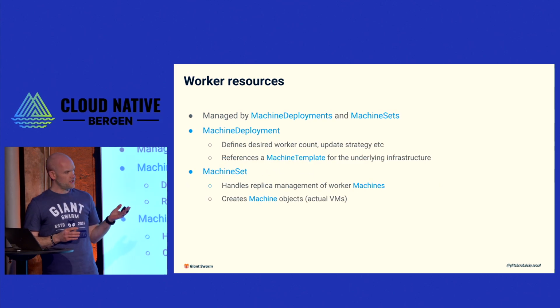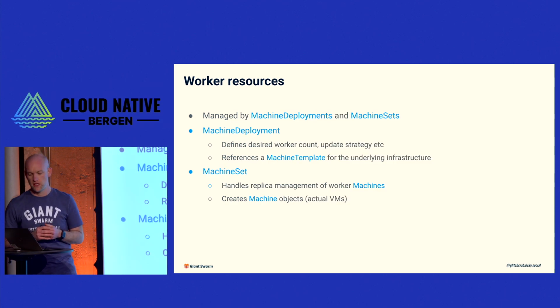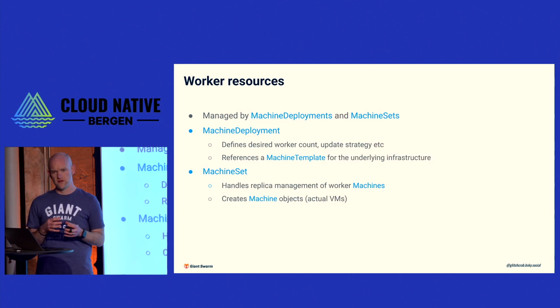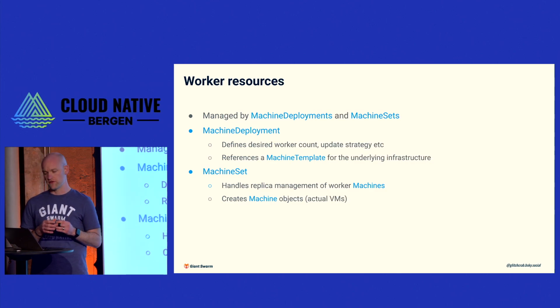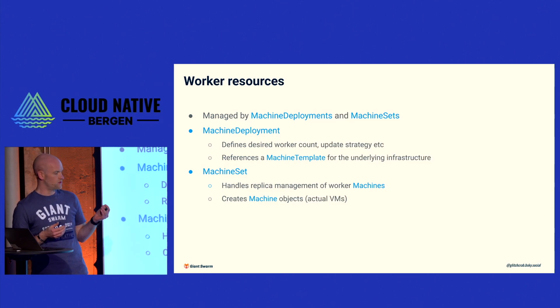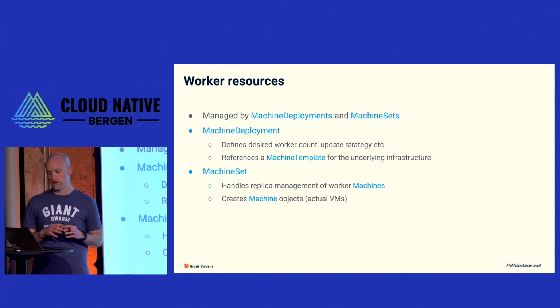So, we need some workers as well for the cluster to be useful. So these are managed by what's called a machine deployment. And a machine deployment is a little bit like a deployment of a pod. It contains information such as the number of replicas, the update strategy, and the infrastructure template or the machine template that the machines themselves reference. And then underneath that, you have a machine set, which is very, very similar to a replica set. And it handles the actual management of the running machines and will create and destroy them to ensure you have the desired number of replicas or workers that are required by the machine deployment.